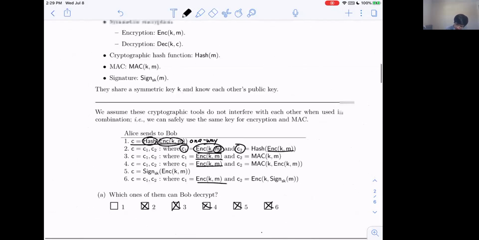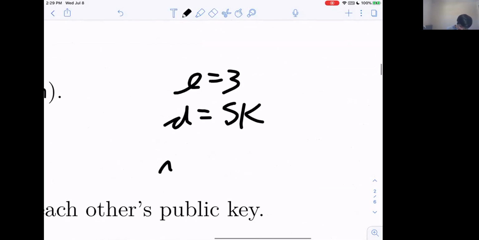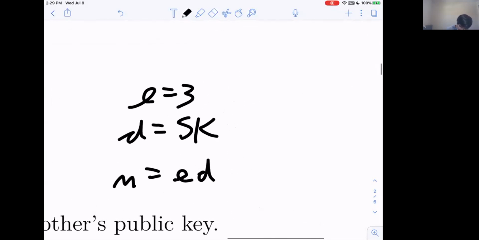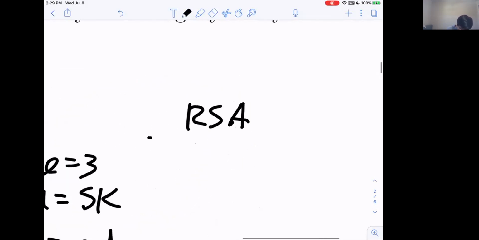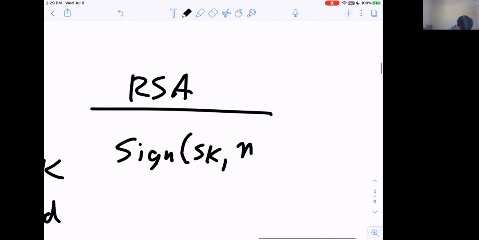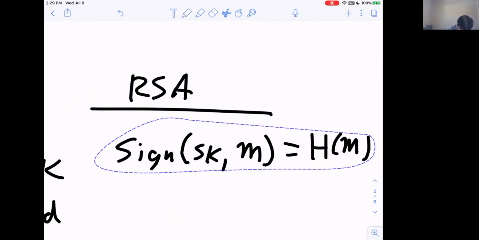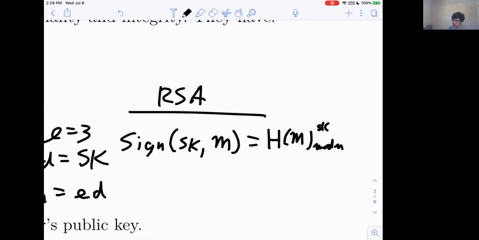Okay. Do you remember how we sign things in RSA? You have this E equals 3 and D equals your SK. If you remember, at least in RSA, in order to generate some signature, so sign under SK of M, we actually take the hash of the message and then raise that to the power of our secret key, mod n. Does this ring a bell?